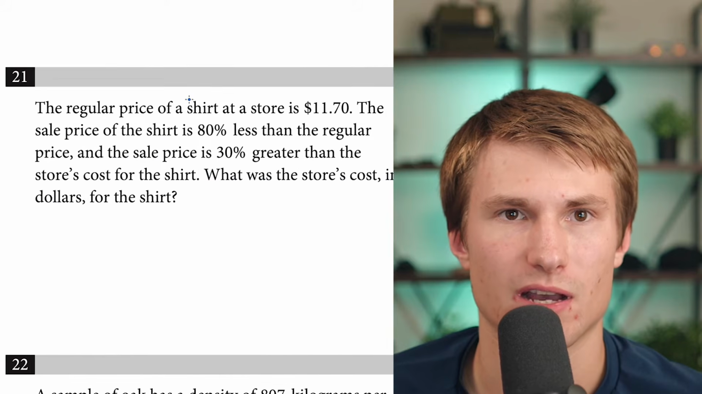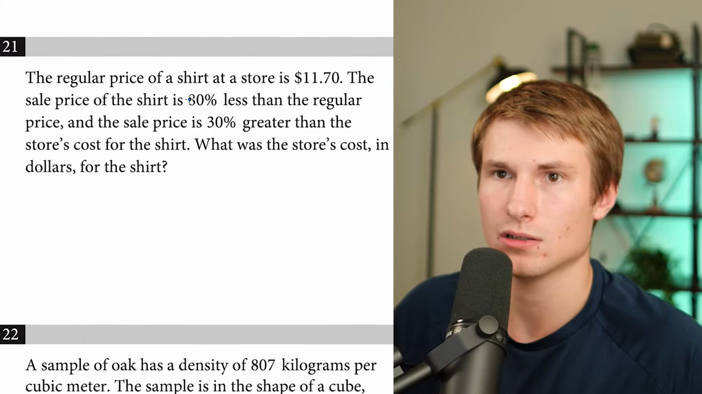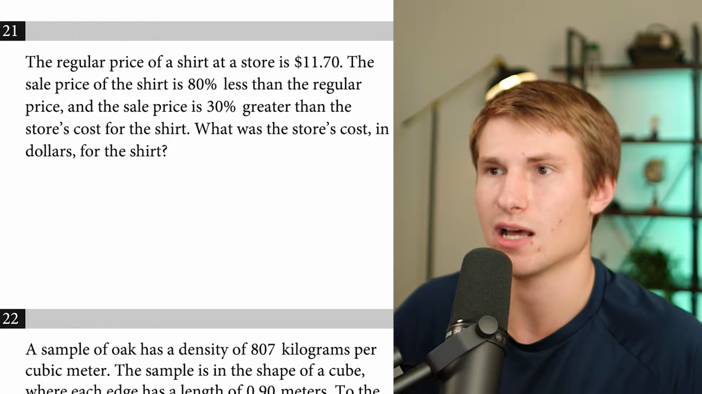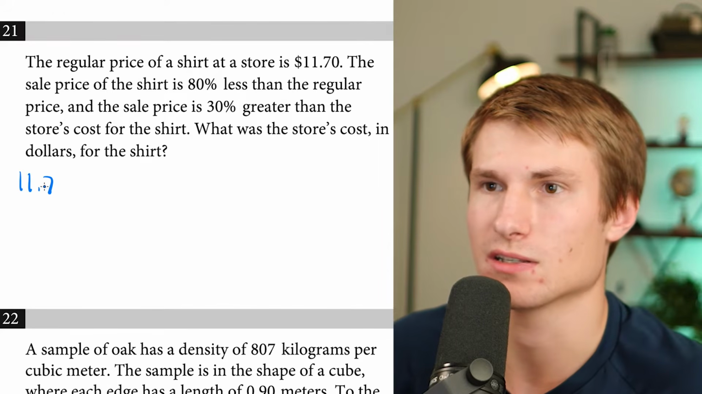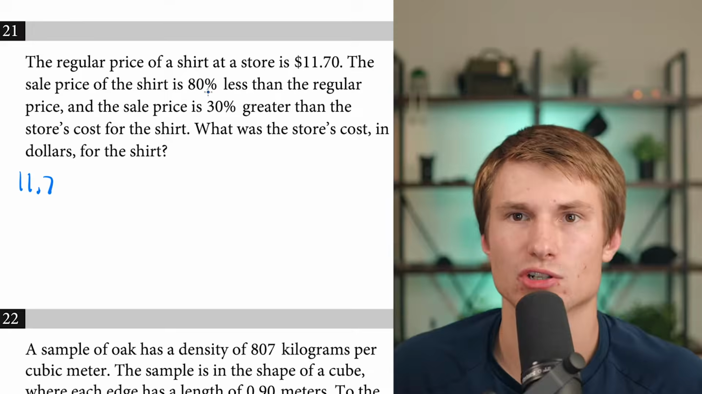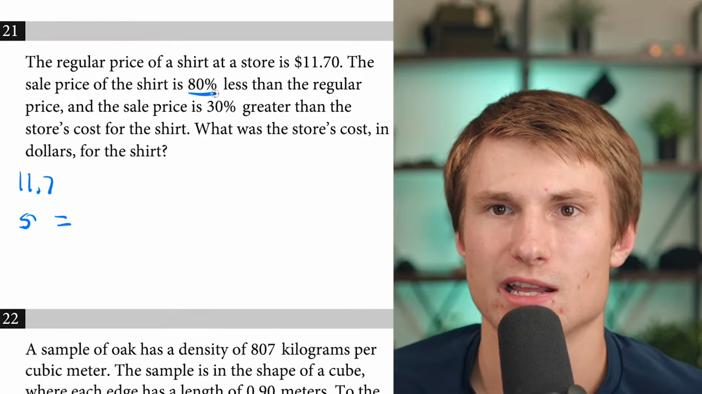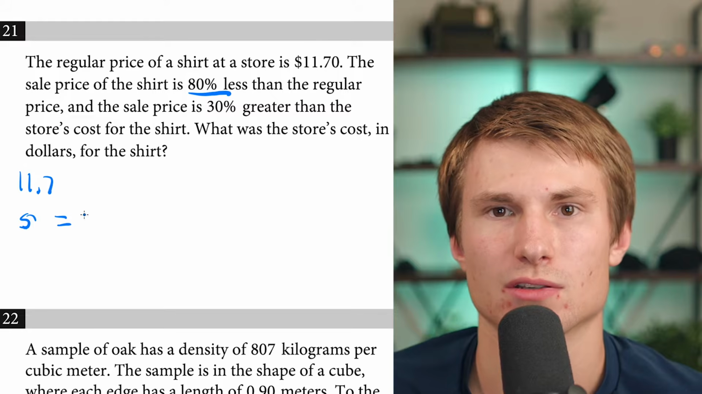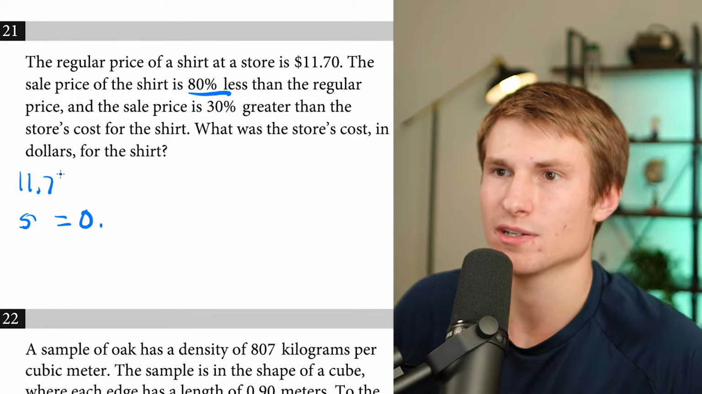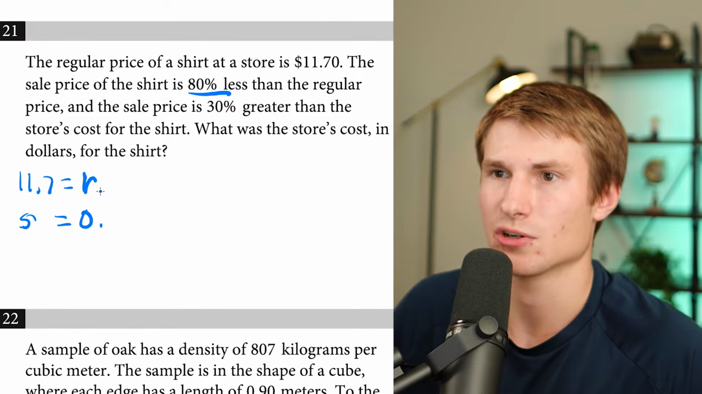All right, so here we've got question number 21. Regular price of a shirt at a store is $11.70. We'll write that as 11.7. Sale price of the shirt, I'll represent that as S for sale price, is 80% less than the regular price. Okay, so it's 80% less than our regular price. We know 11.7 is our regular price, which I'll just call R.